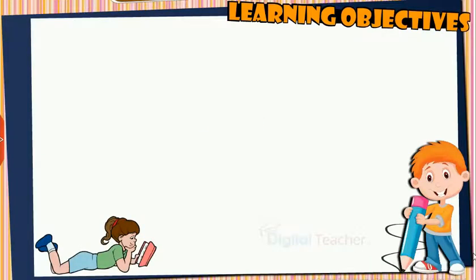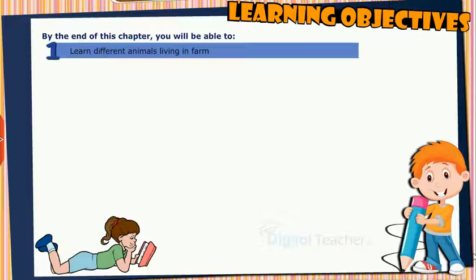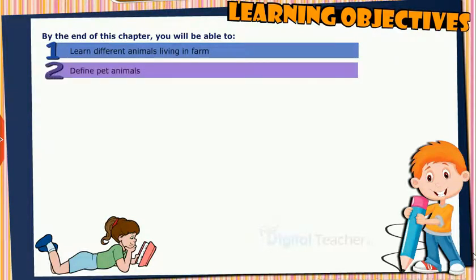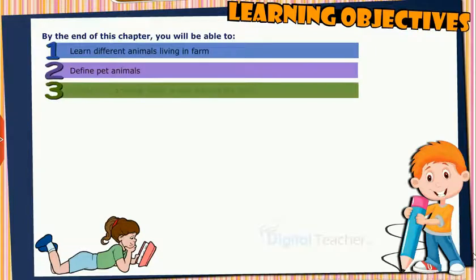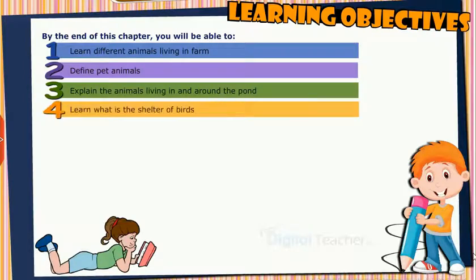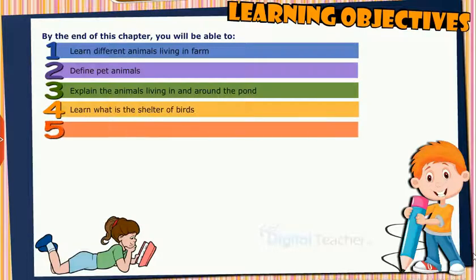Learning objectives. By the end of this chapter, you will be able to learn different animals living in farm. Define pet animals. Explain the animals living in and around the pond. Learn what is the shelter of birds. Interpret how to protect the animals.